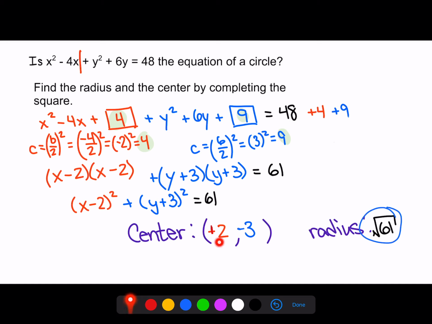And the reason it's positive 2, negative 3 is because, again, we take the opposite values of these. So if this is negative 2, it'd be positive 2. If this was positive 3, it'd be negative 3. So that's how we're able to find this. And, of course, our radius is whatever the radical 61 is. So whatever is on the other side of the equation, I take the square root of that. That's our radius. All right.